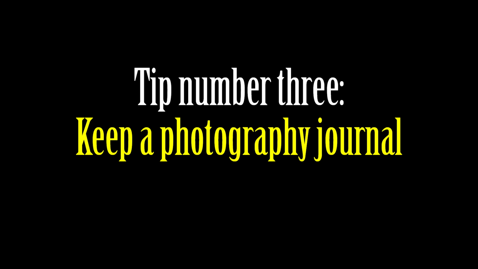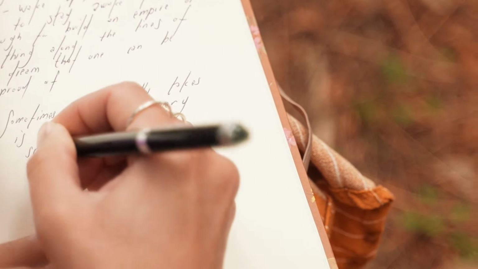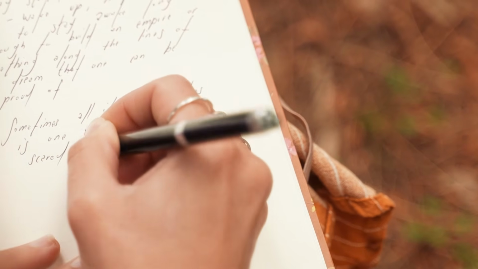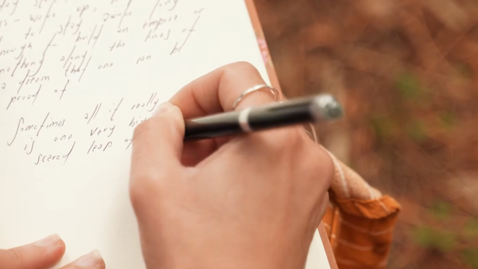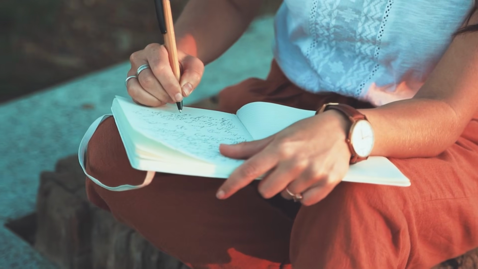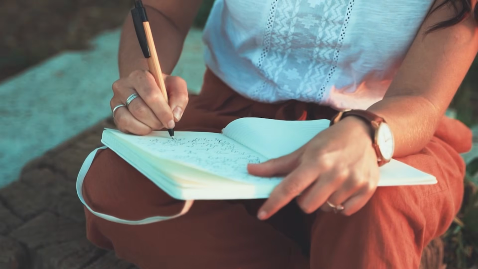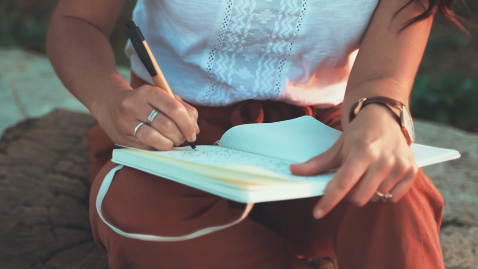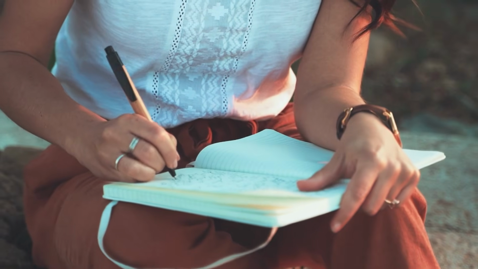Tip number 3. Keep a photography journal. Note down the camera settings you use for each shot and briefly describe your camera movement technique. This documentation will serve as a valuable reference, ensuring you can recreate your successful shots consistently.